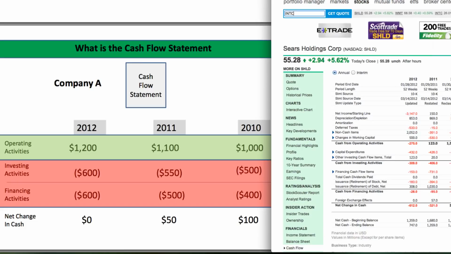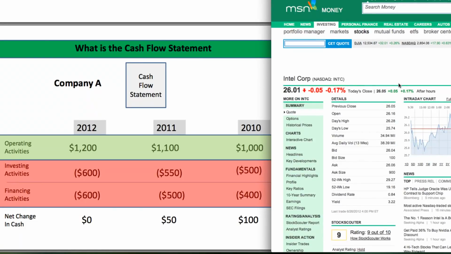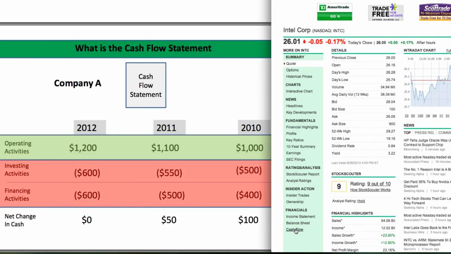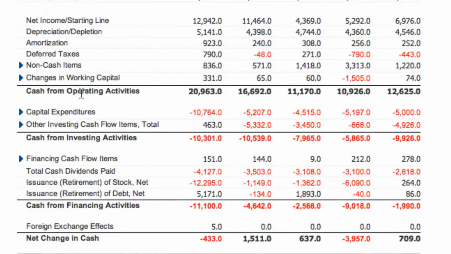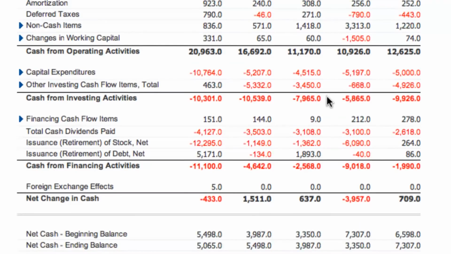It's INTC. And when we pull up Intel, we'll go down to the bottom and look at the cash flow statement. And you can see, looking at the operating activities, it goes from 12 billion, 10, 11, 16, 20 billion. That's nice positive growth on the operating activities. When we go down and look at the investing activities, it's negative 9, negative 5, negative 7, negative 10, negative 10. So here's a real consistent investing activity within Intel.